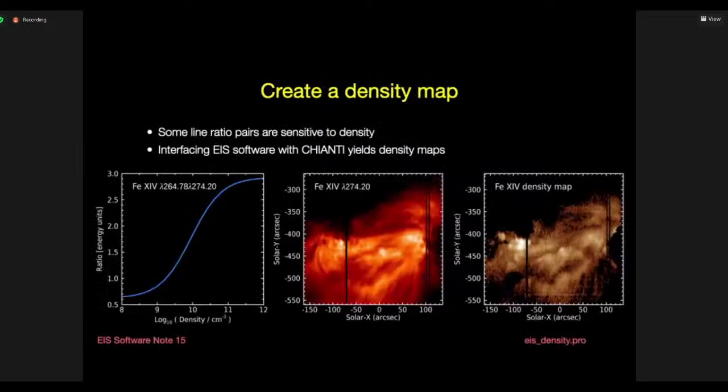Okay, when taking that fitting software and then interfacing with Chianti, you can then derive some plasma diagnostics. For example, here we have a density-sensitive line ratio of iron 14. After fitting the 2 lines with AutoFit, I have software that then interfaces with Chianti to yield an electron density map of the active region. Thus, the user can go from the ICE data file to a density map with just a few minutes of work.